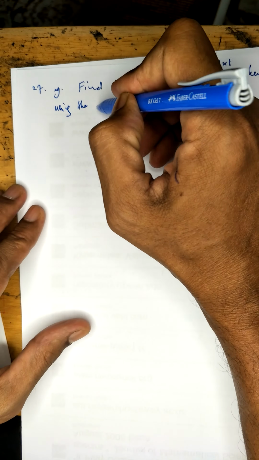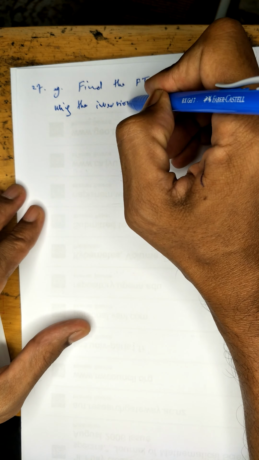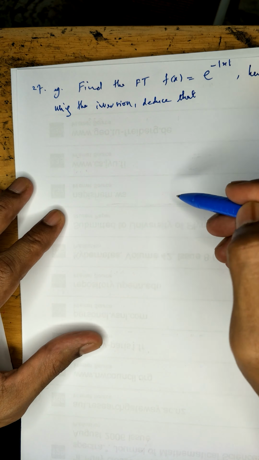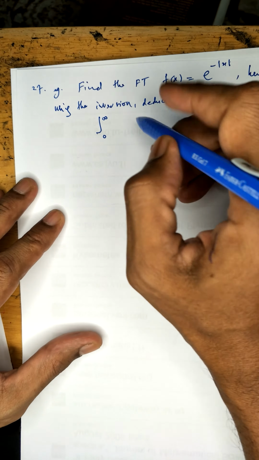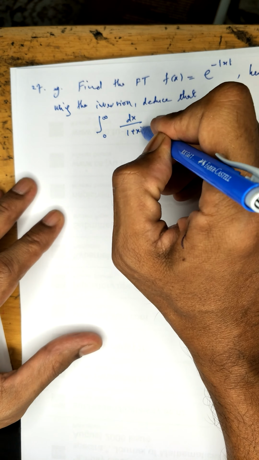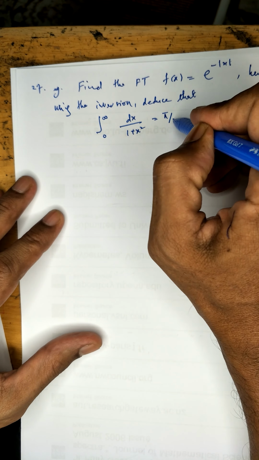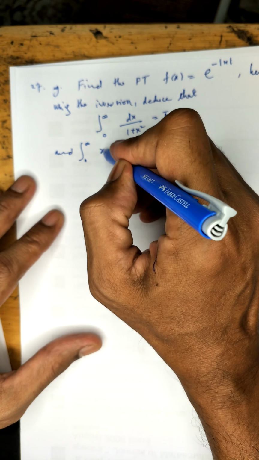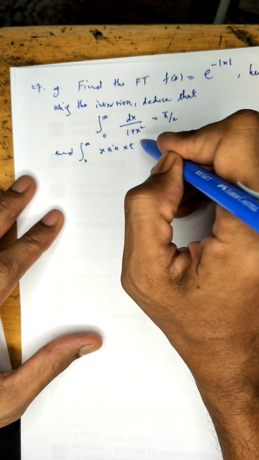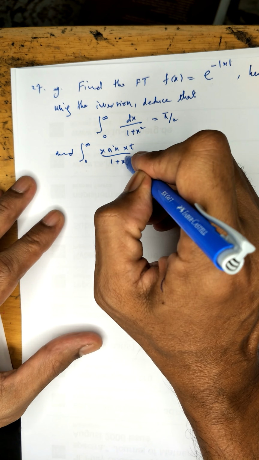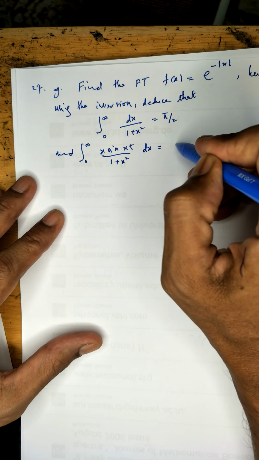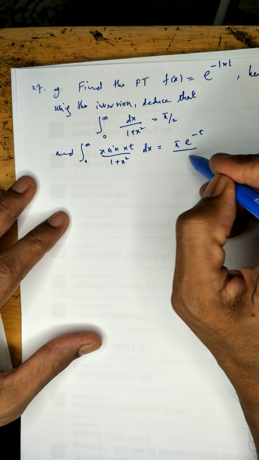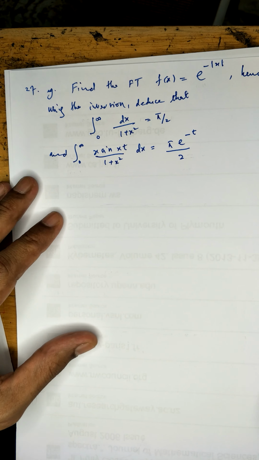using the inversion, deduce that the integral from 0 to infinity of dx over 1 plus x squared is equal to pi over 2, and the integral from 0 to infinity of x sin(xt) over 1 plus x squared dx is equal to pi e to the minus t over 2, for t positive.